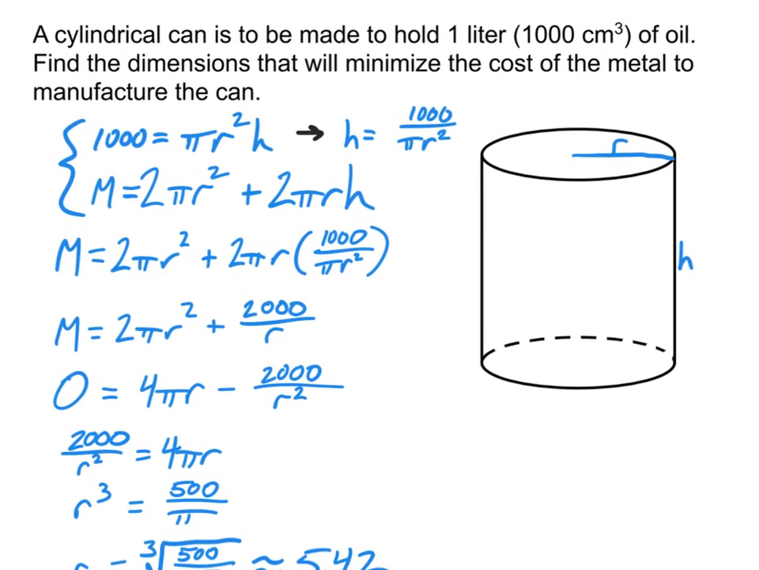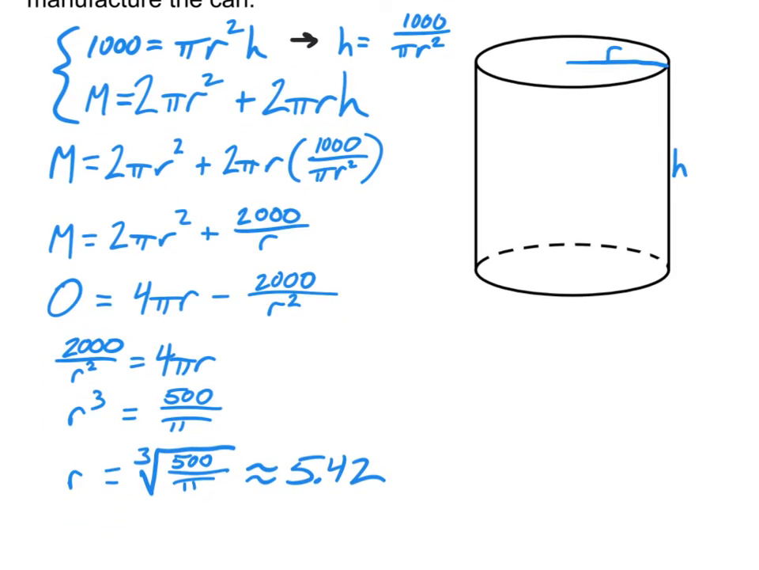Now, let's go back. Remember what this question was asking for. We want to find the dimensions. So if I'm looking for the dimensions, well, I got the radius, but I still have to find the height. So to find my height now, remember I have an equation that just tells me what height equals. So I'm going to plug into that.